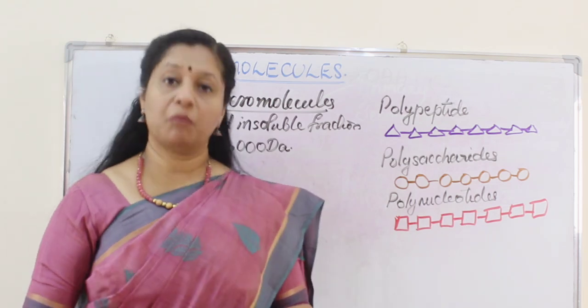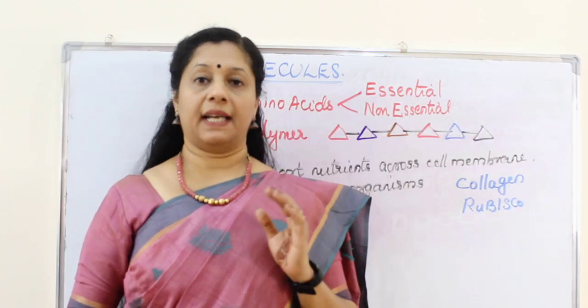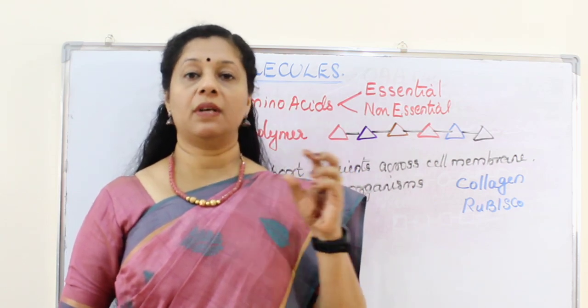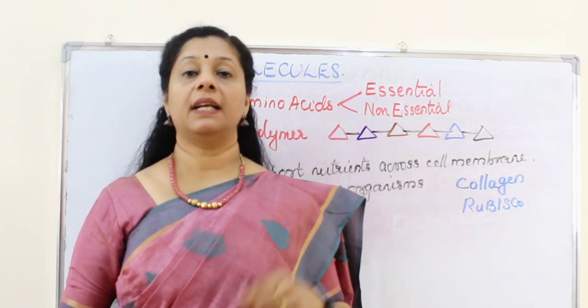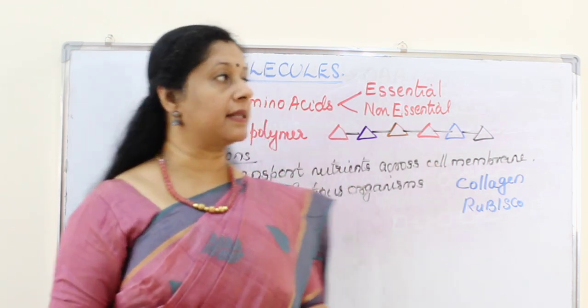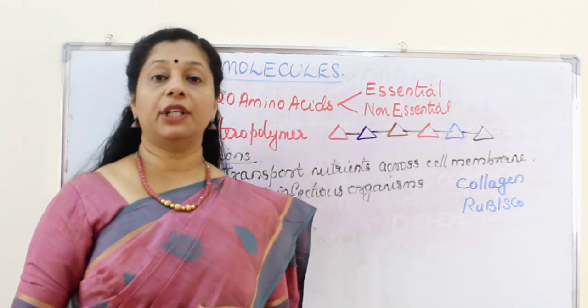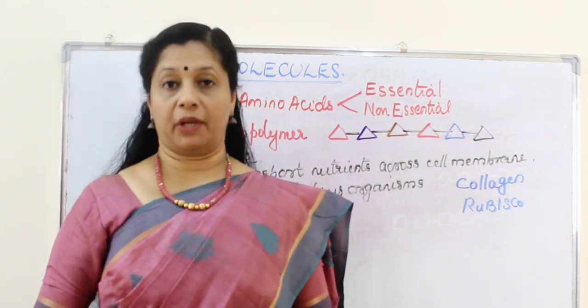Let's start with the polypeptide. What is another name of polypeptide? Proteins. As I mentioned, proteins are polypeptides. That means individual monomers or units are connected, n number of units are connected by peptide bonds. What are those units? They are nothing but amino acids. So amino acids, usually 20 types are there. They fall into two categories: essential amino acids and non-essential amino acids.